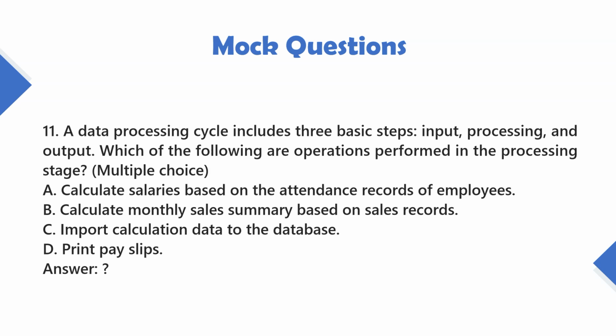11. A data processing cycle includes 3 basic steps: input, processing, and output. Which of the following are operations performed in the processing stage? Multiple choice. A. Calculate salaries based on the attendance records of employees. B. Calculate monthly sales summary based on sales records. C. Import calculation data to the database. D. Print pay slips.